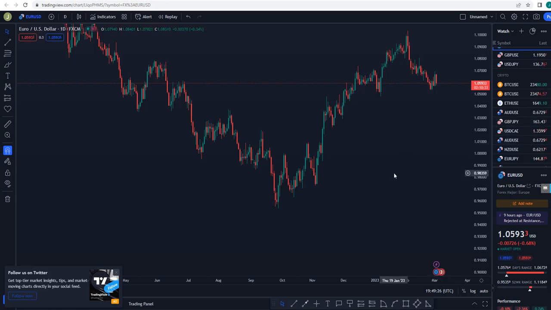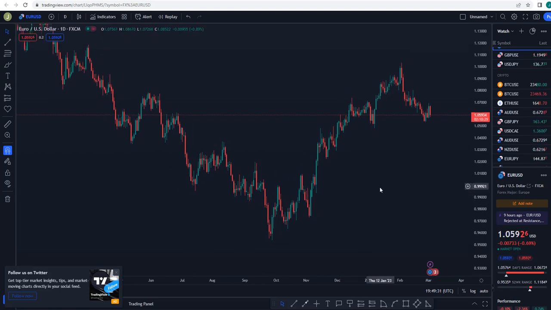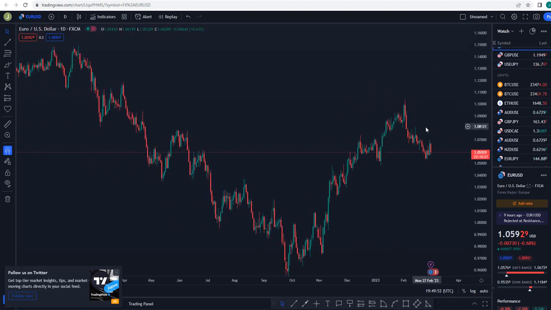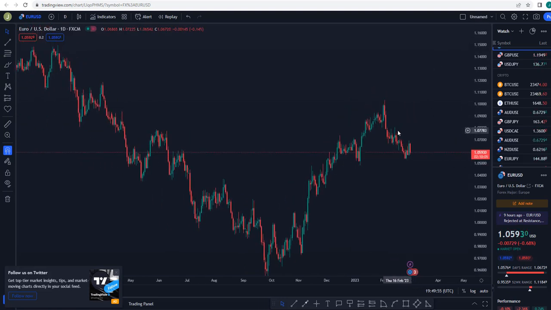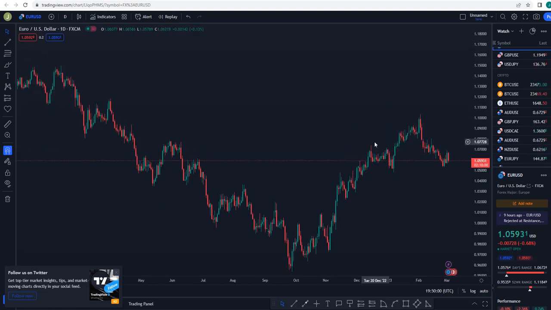So if you look at the chart right now, you are looking at the Euro USD. This is basically the daily time frame. Now, the daily time frame is showing a lot of signs that it's likely coming back to this level here before going up again. This is one of the patterns I'm looking at. What is happening currently is that there is an uptrend.